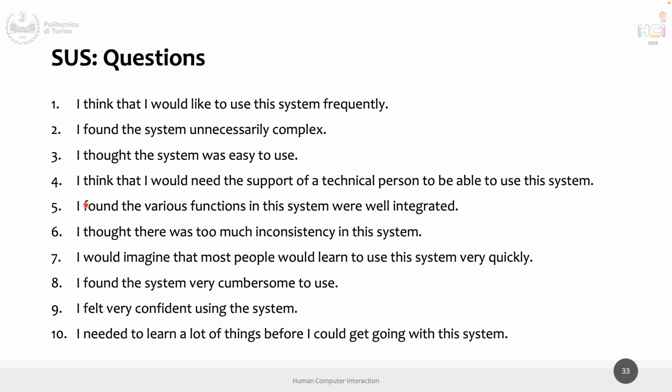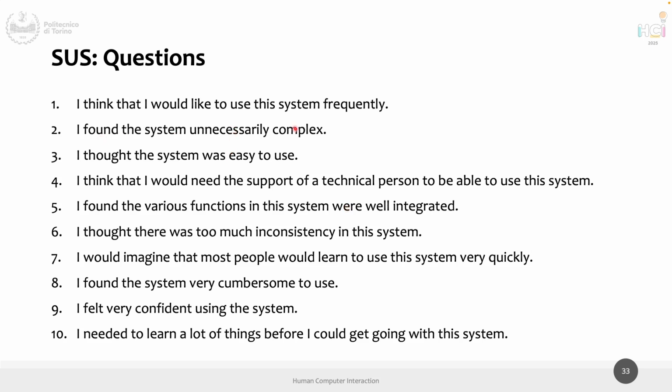And you can notice that these questions are always one positive sentence. I think that I would like to use the system. I thought the system was easy to use. I found the various functions well integrated, etc. So 1, 3, 5, 7, 9 are positive, and 2, 4, 6, 8, and 10 are instead negative.